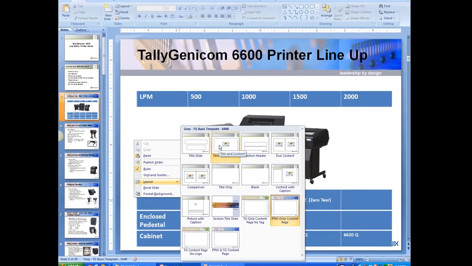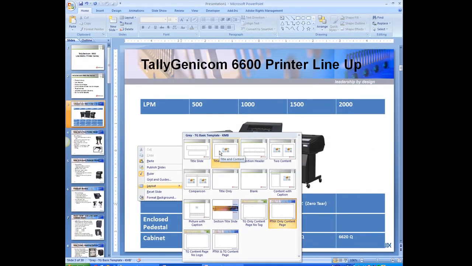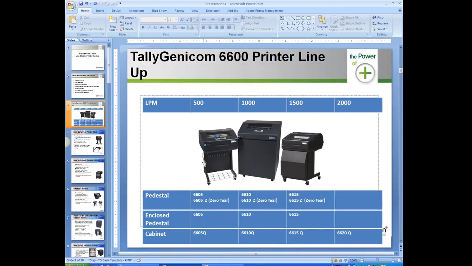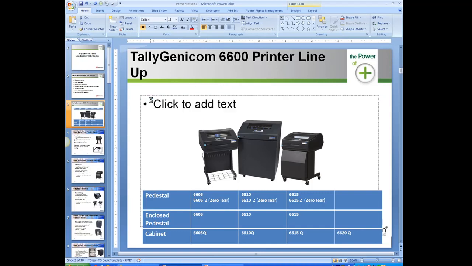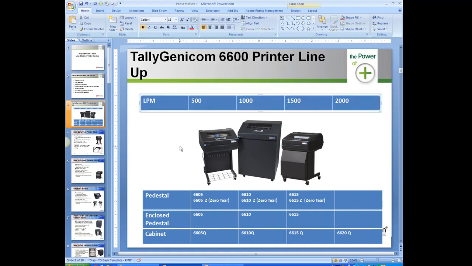title and content, which is going to give me a bit of a problem because of the way that this is laid out, but it's the easiest one to use. So click that, and as you can see, this needs to be added in. So what I'm going to do to make this easy is I'm going to highlight this table right here. I'm going to cut, and then I'm going to click on the box, and I'm going to paste. And there we go. So that's all set.